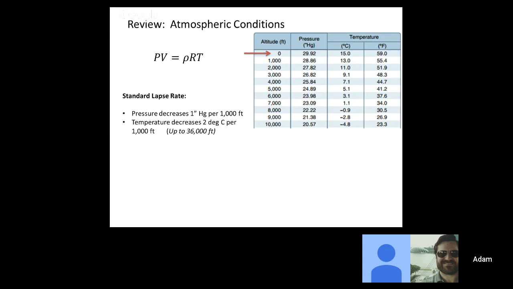When we start talking about weather theory, we'll introduce a couple different lapse rates. But for now, performance planning for your aircraft is an assumed standard lapse rate. When we do the calculations, we'll utilize some of these assumptions.